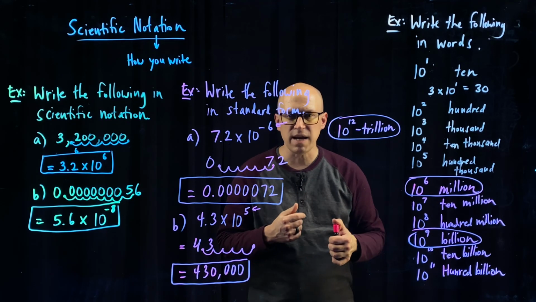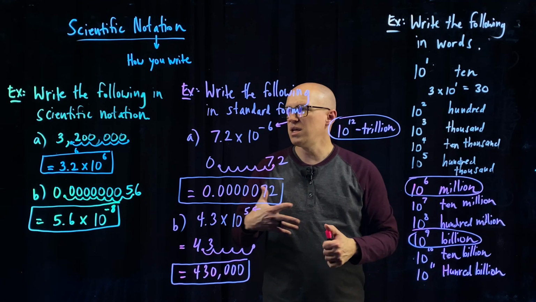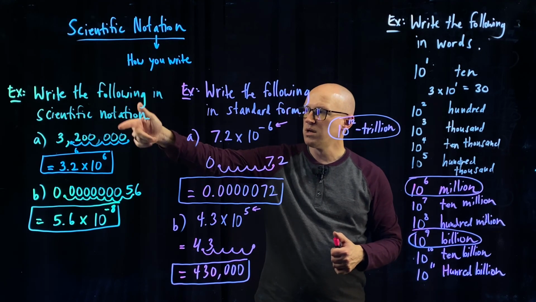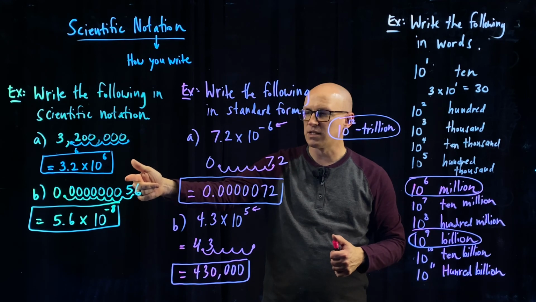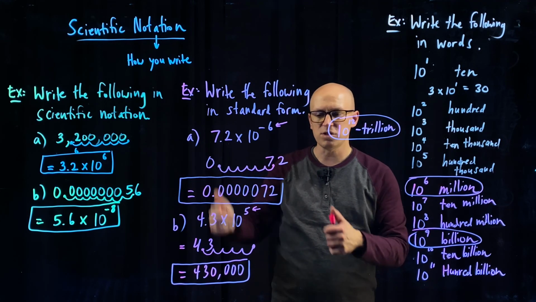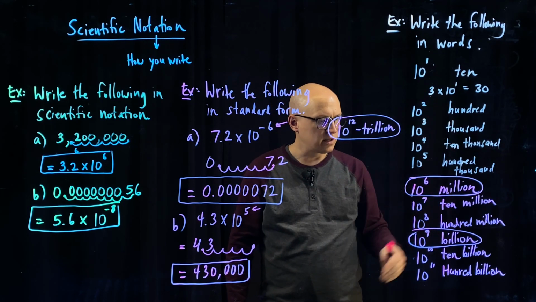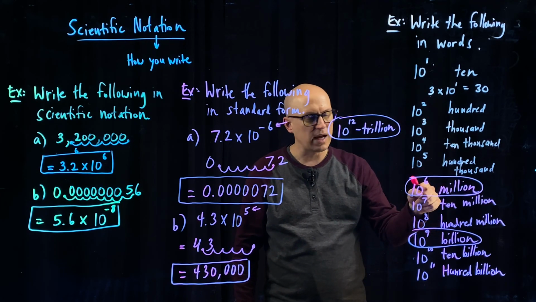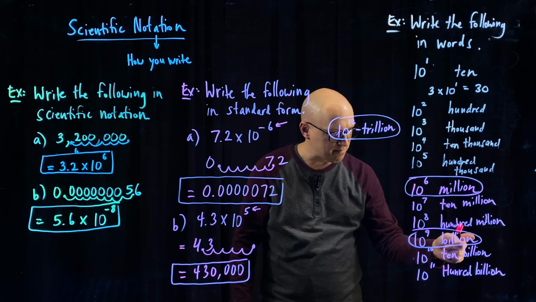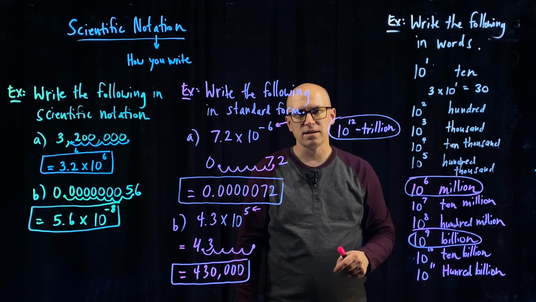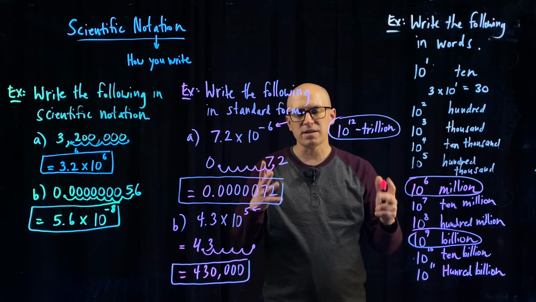All right, so that's the basics of scientific notation. Biggest things you need to be able to do: take a number that's written in standard form, turn it into scientific notation. Take scientific notation, turn it into standard form. And then just becoming familiar with these words. If I say million, realizing that's 10 to the 6th power. If I say billion, realizing that's 10 to the 9th power. All right, that's all I have for this topic.